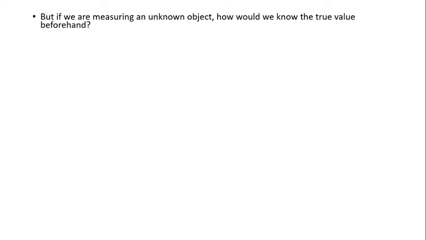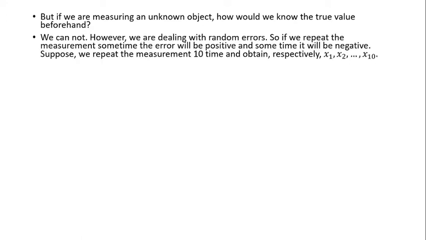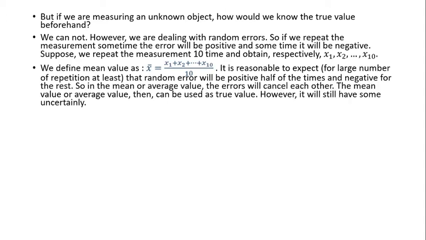if we are measuring an unknown object, how do we know the true value beforehand? Well, we cannot. However, we are dealing with random errors. So if you repeat the measurement, sometimes the error will be positive and sometimes it will be negative. Suppose we repeat the measurement 10 times and obtain x1, x2 up to x10 respectively. We define the mean value as x bar equal to x1 plus x2 up to x10 divided by 10.